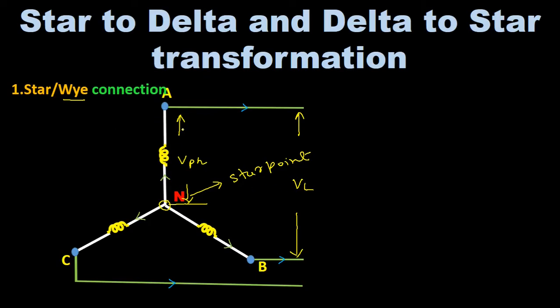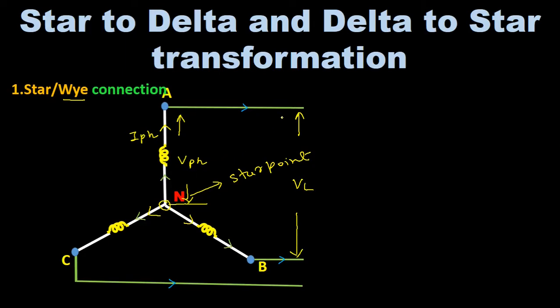Now, phase current. Phase current is the current which is flowing through the windings of the 3-phase system. Here we have 3 windings, so 3 phase currents will be there and it is represented by IPH. Here also one phase current will be there and here also one phase current will be there. Total 3 phase currents will be there because of 3 windings.